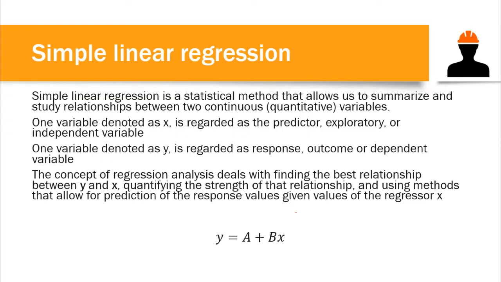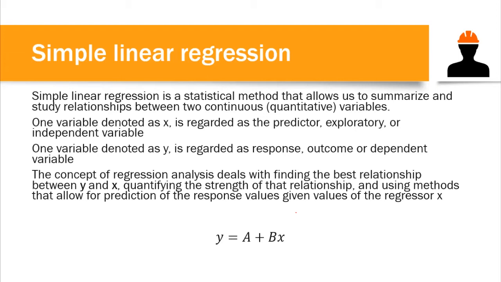Simple linear regression is a statistical method that allows us to summarize and study relationships between two continuous or quantitative variables. It is used when you want to measure the relationship between two variables, such as x and y, or let's say the size of your waist to your height. Like you want to measure the relationship between your weight and your height and so on. So that is the use of simple linear regression.